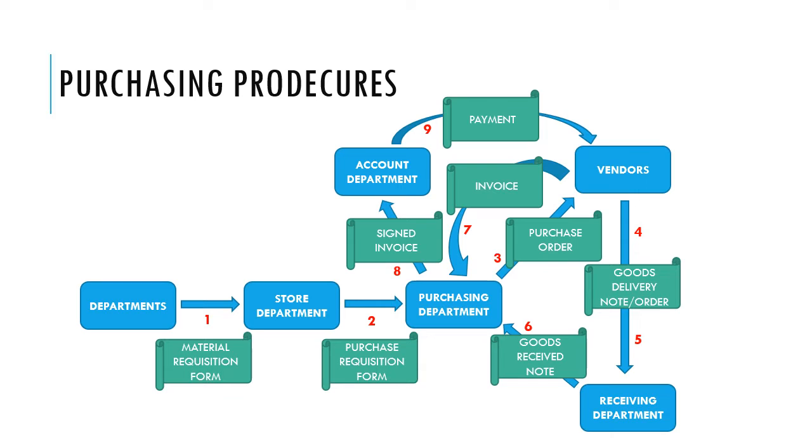So this is how purchasing procedure is made, and these are the documentation that you need to be made aware of, and you need to know from whom the form is being issued and to whom the form is being issued. For example, material requisition form is being issued by production department to the store departments, and purchase requisition form is being issued by store department to purchasing departments. Purchase order is being issued by purchasing department to the vendors.